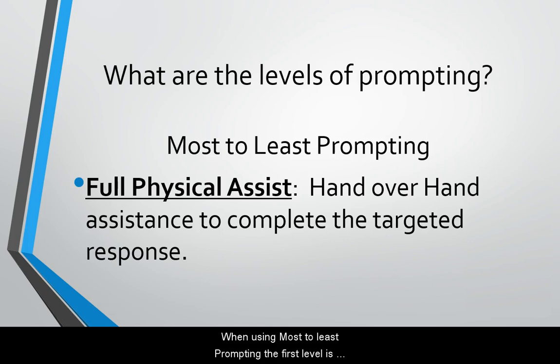When using most to least prompting, the first level is called a full physical assist. This means that you will grab a student's hand to help them point, to raise their hand, or to help them write something while stabilizing the paper. You may also fully assist them with standing up or sitting down.